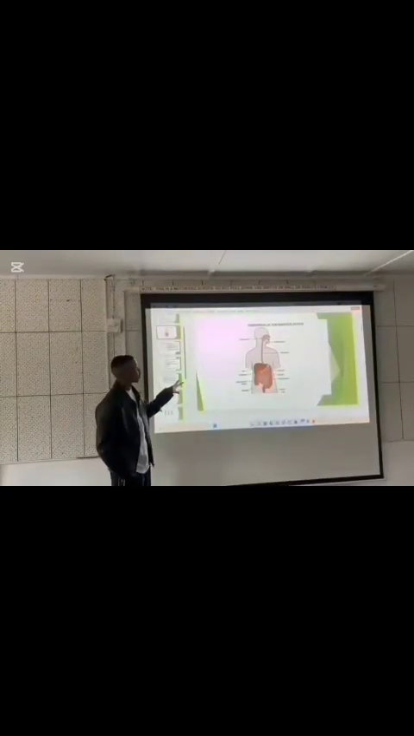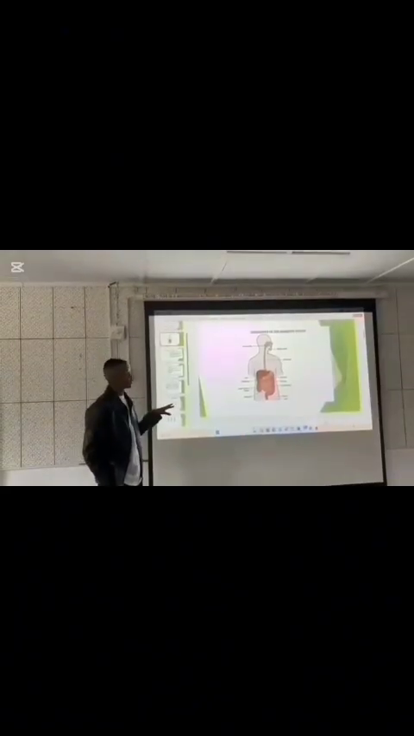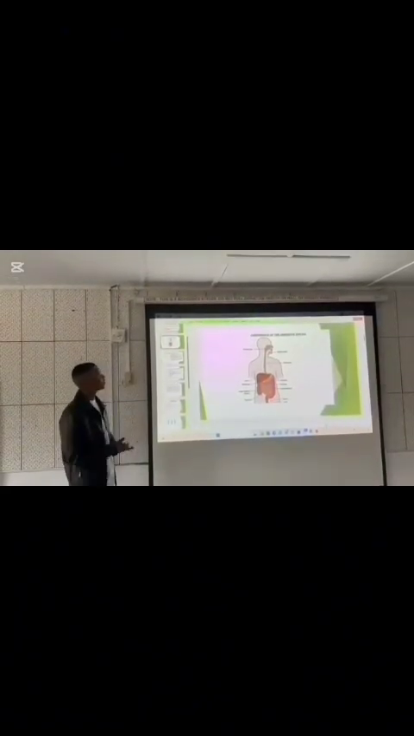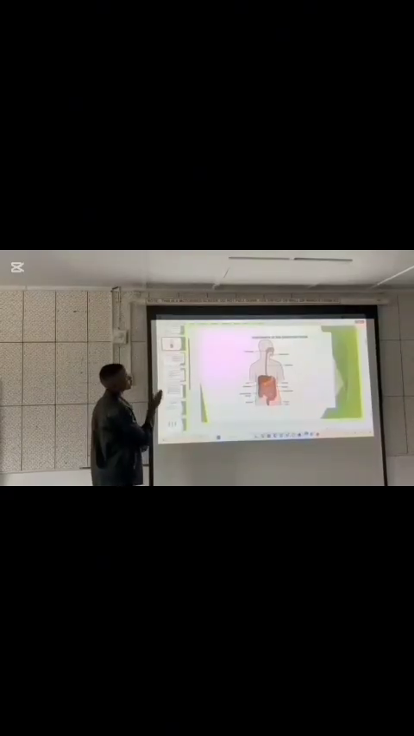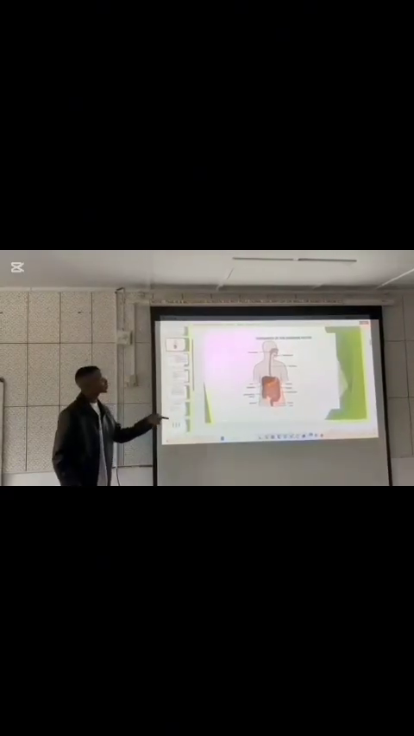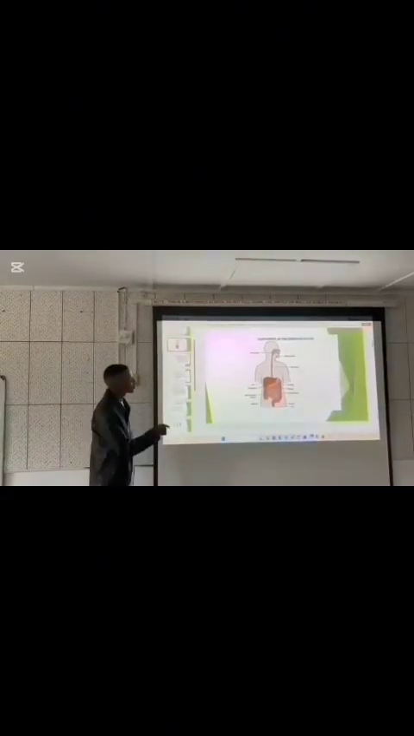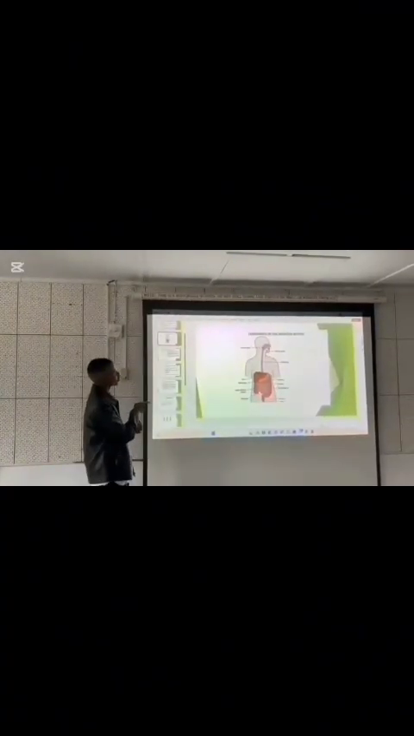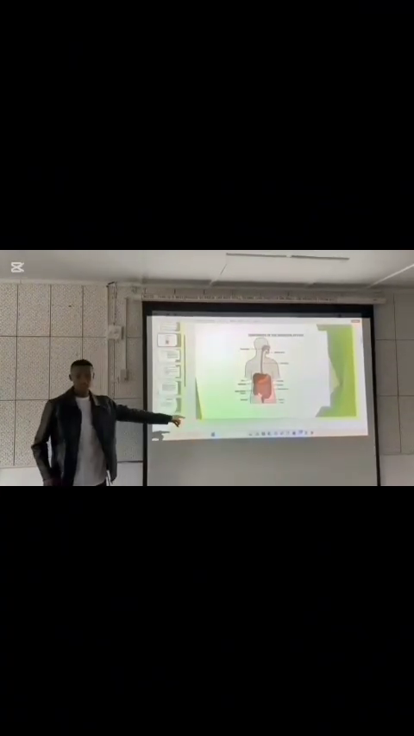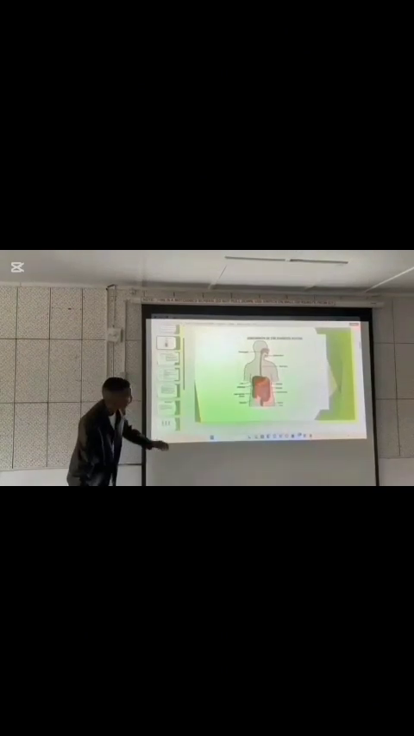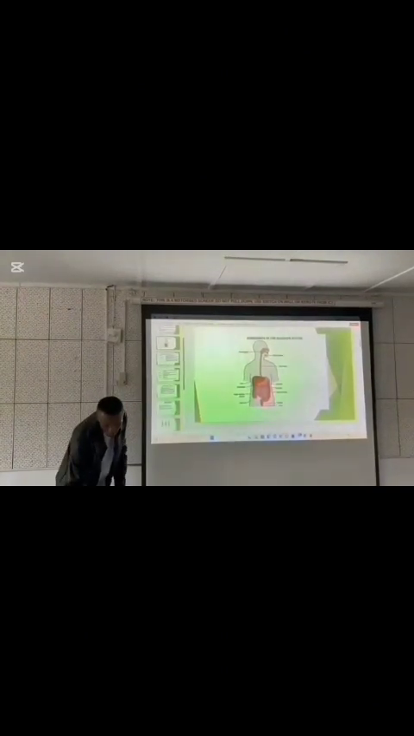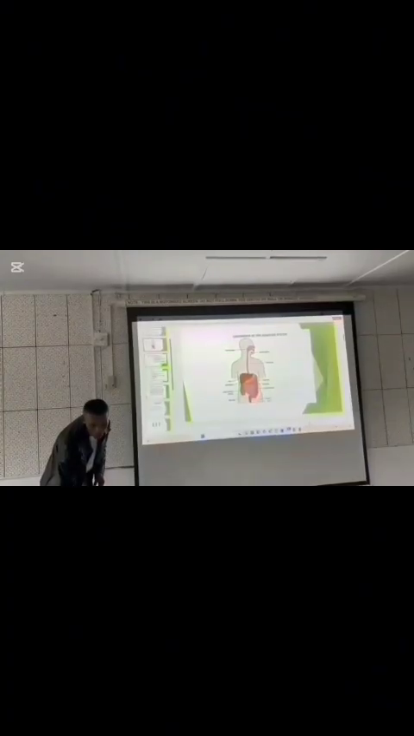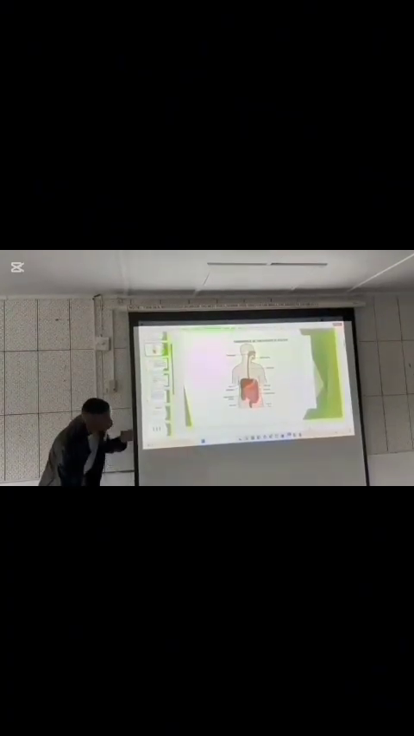As you can see, we have the components of the digestive system, which are thyroid gland, salivary gland, esophagus, stomach, pancreas, small intestines, rectum, liver, gallbladder, large intestine, appendix and anus. And then on the next slide, I'm going to tell you about the functions and description of each organ.